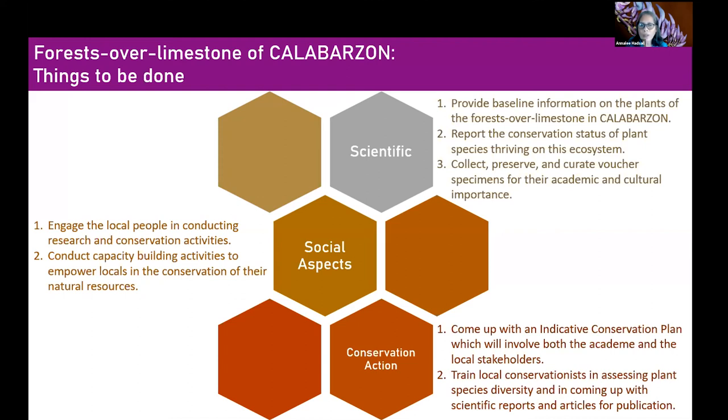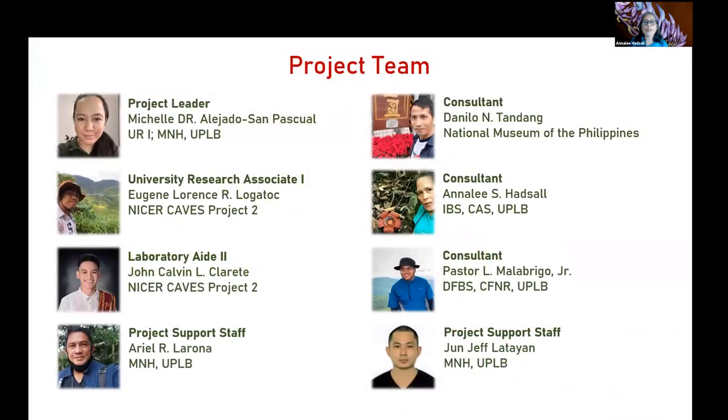So we'll have to conduct training for local conservationists on how to assess plant species diversity, and also train them in writing scientific reports, articles for publication, even popular articles. They also need to be trained, because after the project we will leave it to them, so they are the ones who will continue. Okay? Next slide please.